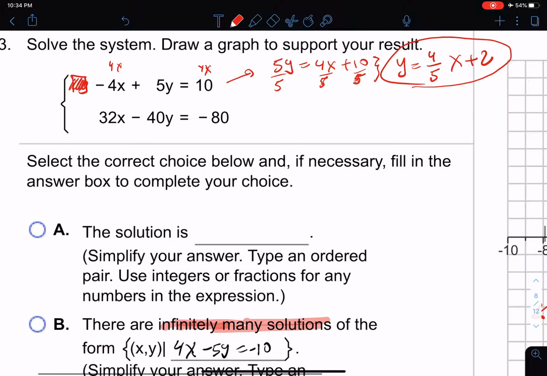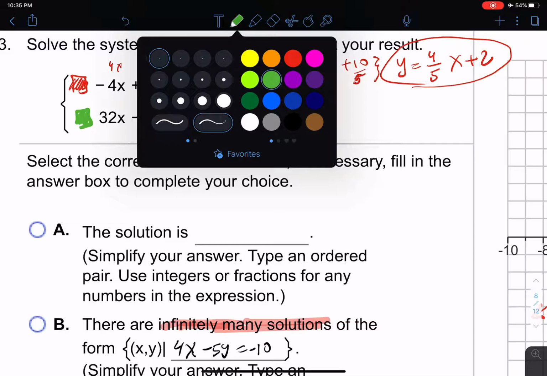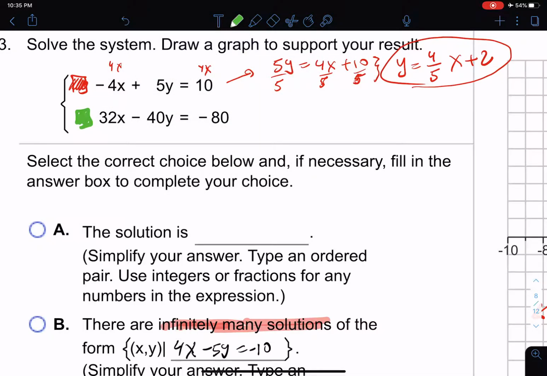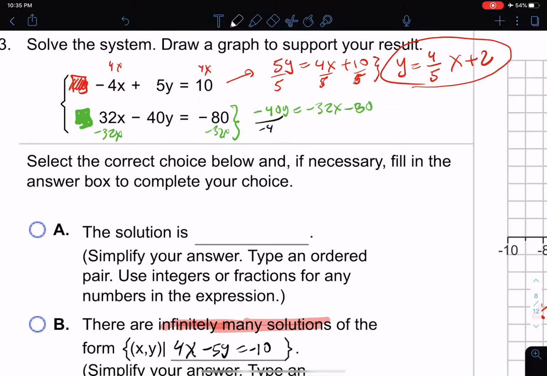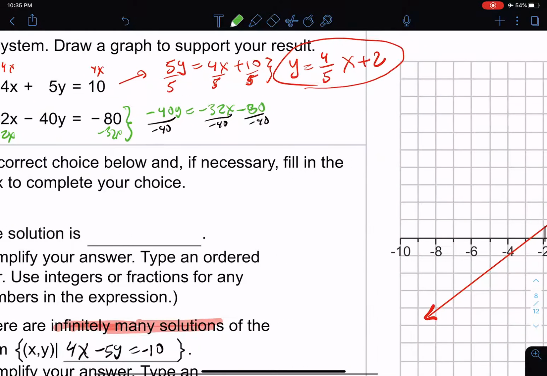Let me do my next one, and I'll do this one in green. And we got to make that point a little smaller. And I want to solve for y again. So I'm going to subtract 32x on both sides. That's going to give me -40y equals -32x minus 80. I'm going to divide both sides by -40. It's a little bit of a nightmare, but that's not too bad because -40 divided by -40 is y, so we get our y.